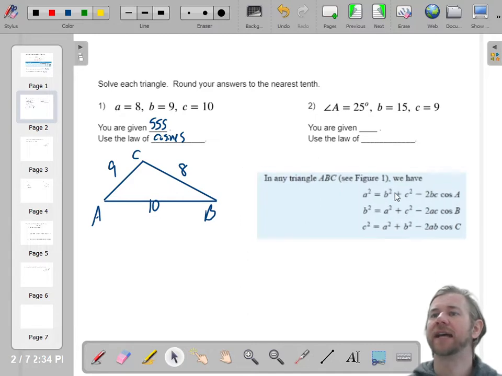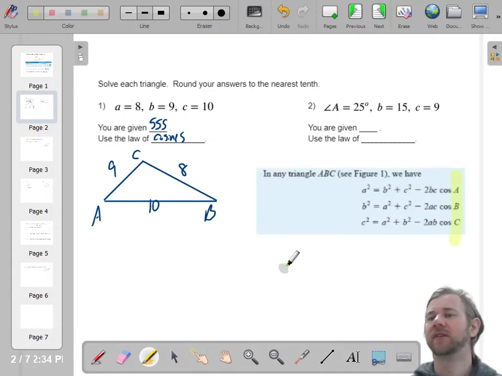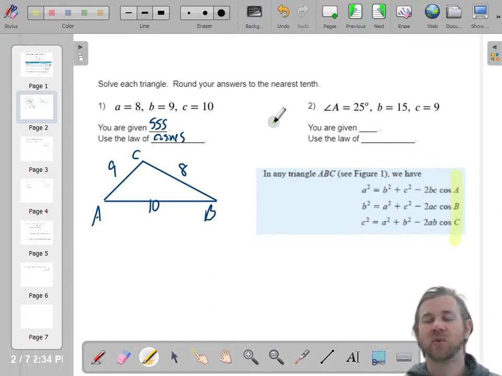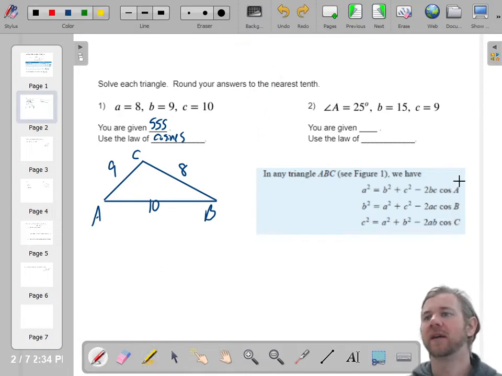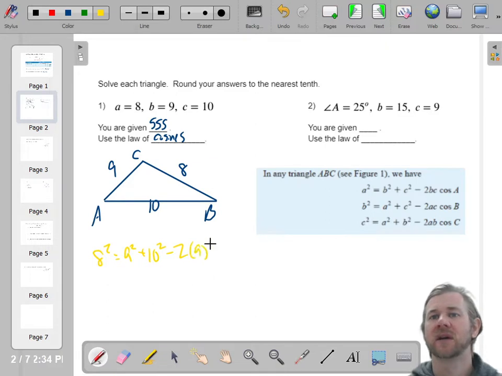So if I want to find an angle, I know I'm going to have to use either of these three. Those are the three angles in the law of cosines. It doesn't matter which one. I'm going to start with A. Let's just solve A first. So to find angle A, I'll fill in what I know. 8 squared equals B squared plus C squared, 9 squared plus 10 squared minus 2 times 9 times 10, and that's times the cosine of A.